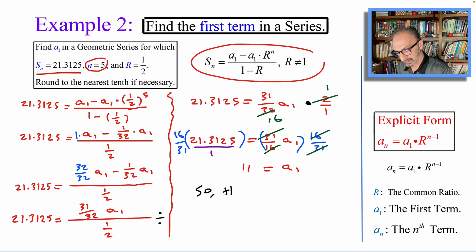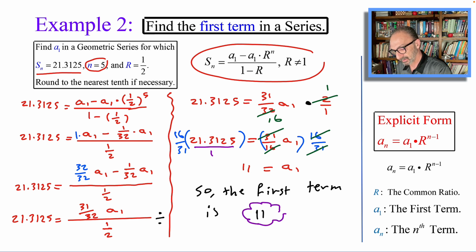So the first term is 11, and that's what they want. Find the first term of the series given to me. Why they call it series? Because you are talking about sum, not just terms. That is example number 2.